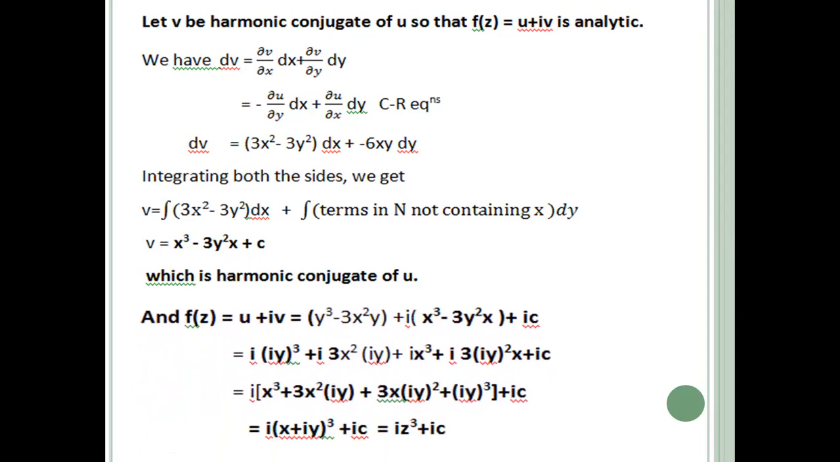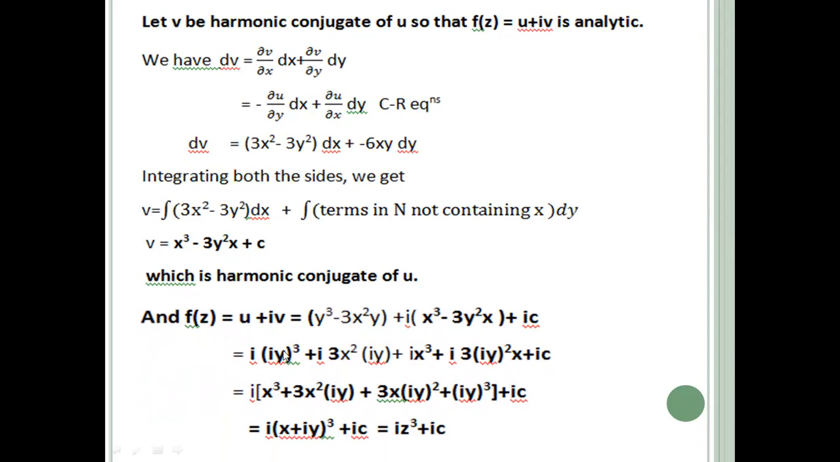Yes, you got f(z) = u + iv here. If it is asked to find just u + iv, you have to find u, which we have tried, plus i times v, which we have tried. But in terms of z, you have to convert this for the z here.